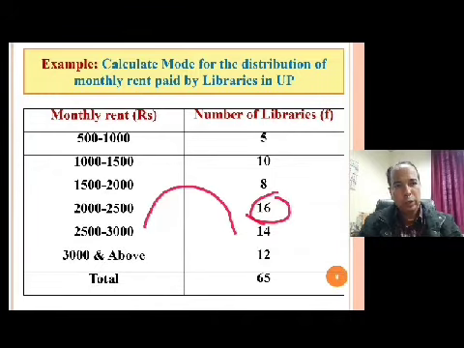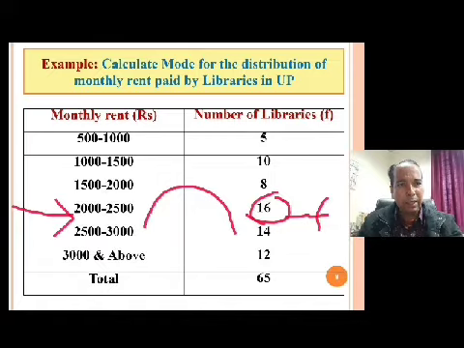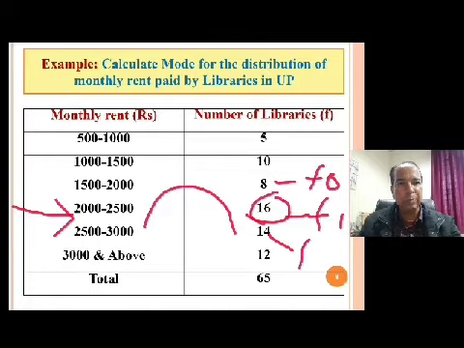There is no neck-to-neck or bimodal situation. 16 is the highest value. That's why you can simply, by the inspection method, find out this is the modal class, and this is F1, the modal frequency of the modal class. The pre-modal class frequency will be F0. The post-modal class frequency is 14, that means it is F2. So now it's very easy to apply the formula.